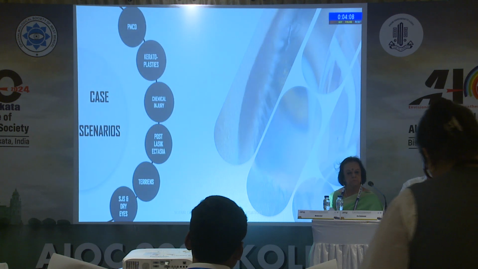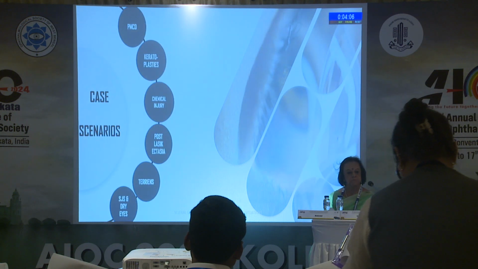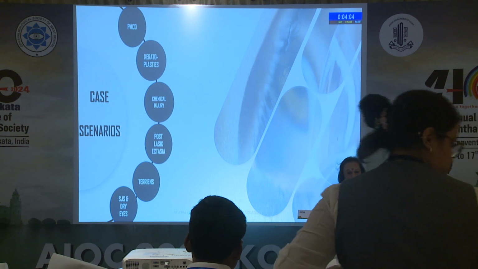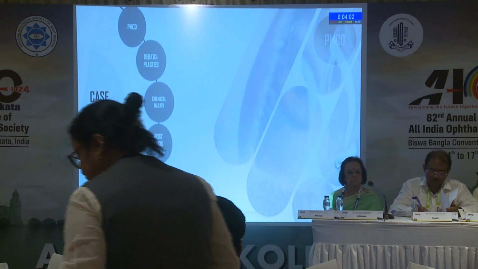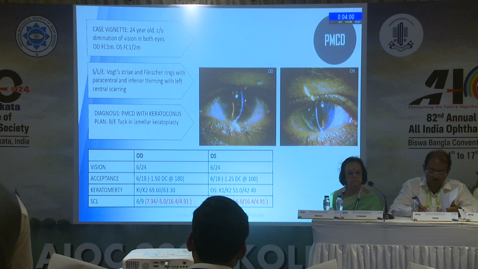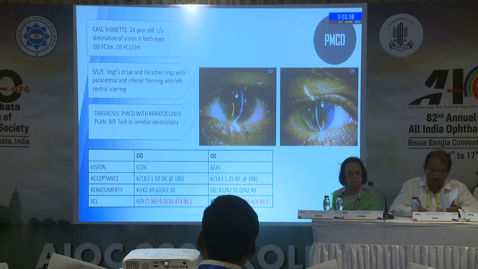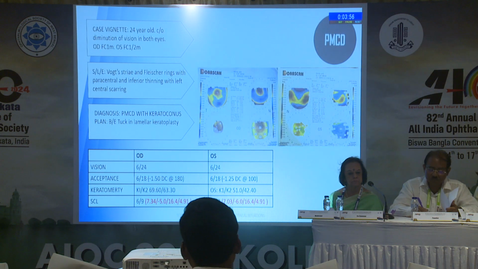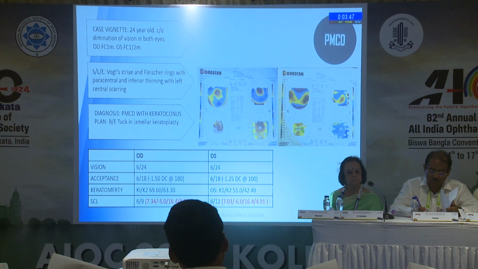Here is a case series in which we discuss various case scenarios for which scleral contact lenses have been prescribed in our setup. This is a case of a 24-year-old male who was diagnosed with an overlap of PMCD with keratoconus, and for this patient, tuck-in lamellar keratoplasty was performed in both eyes. Postoperatively, acuity was 6/18 in both eyes, which improved to 6/9 in the right eye and 6/12 in the left eye with scleral contact lens trial.